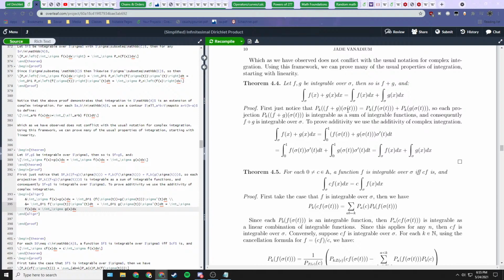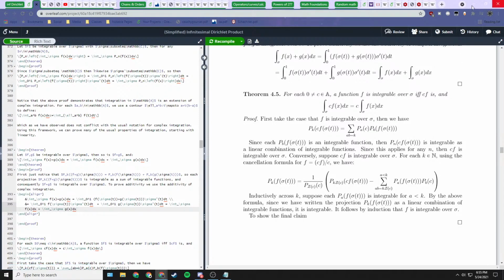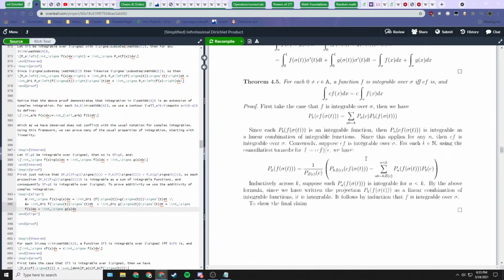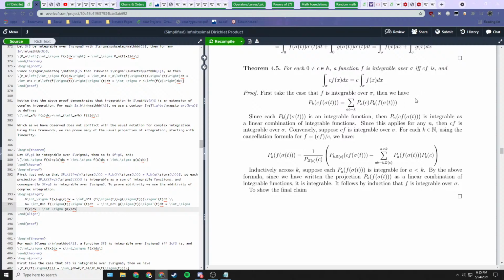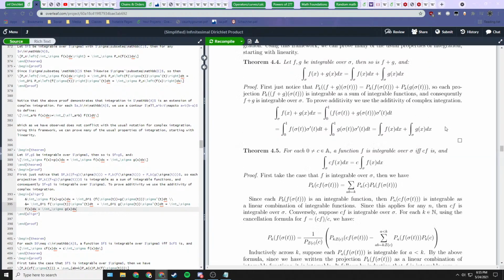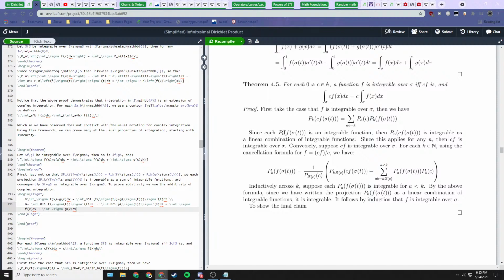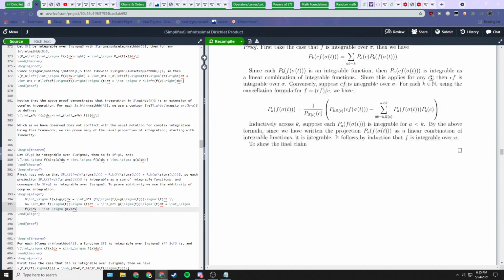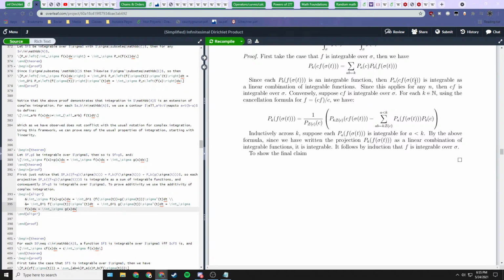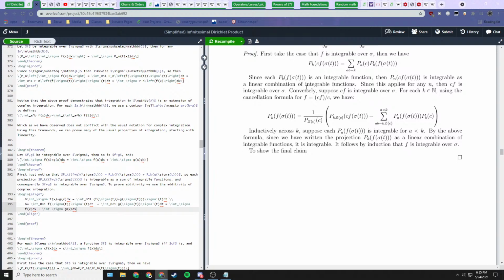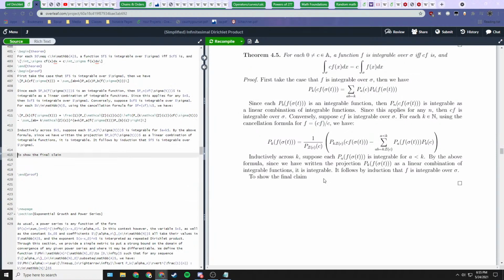So this is that. Now we're doing this second portion. We have f blah blah blah. Each of these Pn is integral as a linear combination, etc., etc. Okay, show the final claim. So the final claim is we just want to show this, that we can pull this constant out.